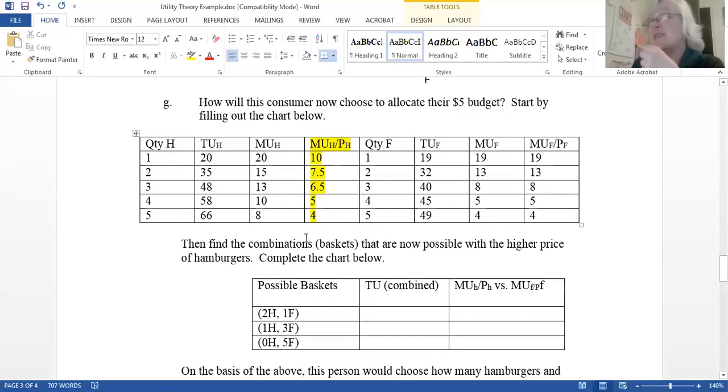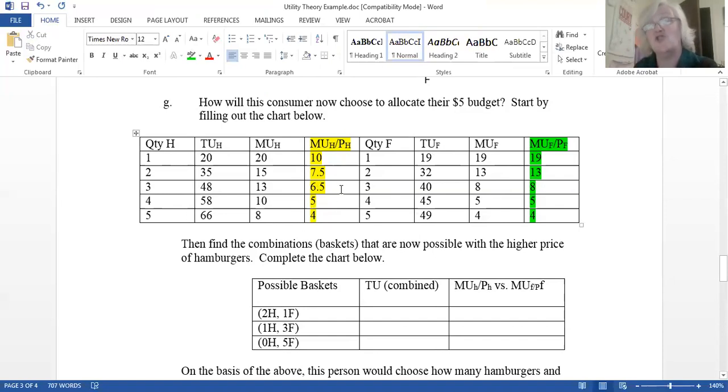All right, so now let's take our $5, and we're going to compare this yellow column with the French fry column, which didn't change. I'm going to put it back in green. Okay, so now we've got the yellow and the green again, just like before, except this yellow has changed. Now I'm going to take my $5, and let's do the total utility approach.